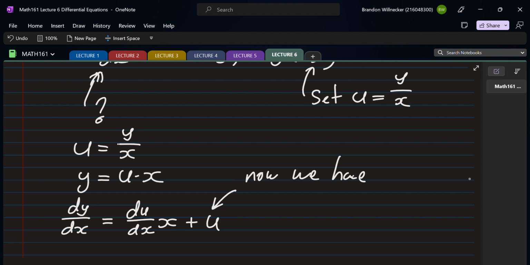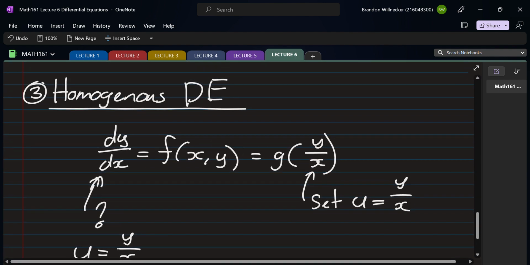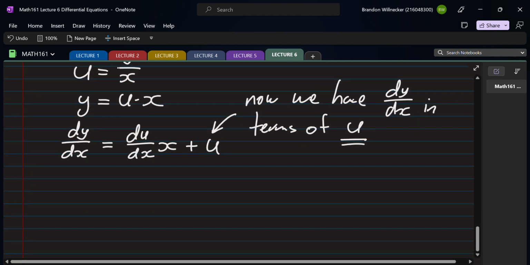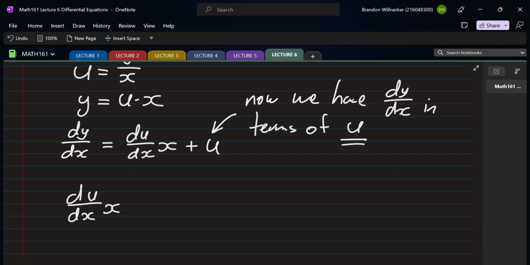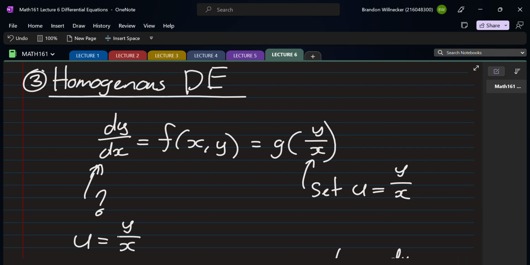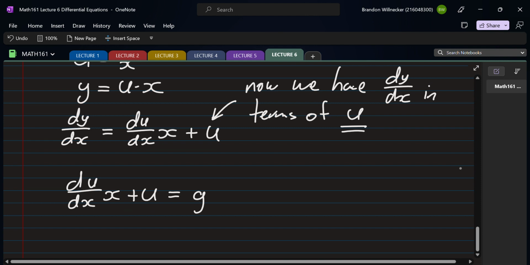Okay, so now we have dy by dx in terms of u, which is what we wanted to do, since this right-hand side only depends on u now. So we can substitute that in. So we're going to have du by dx times x plus u is equal to this function g, but not of y over x. Remember, we set that to be u, so that will be g of u.